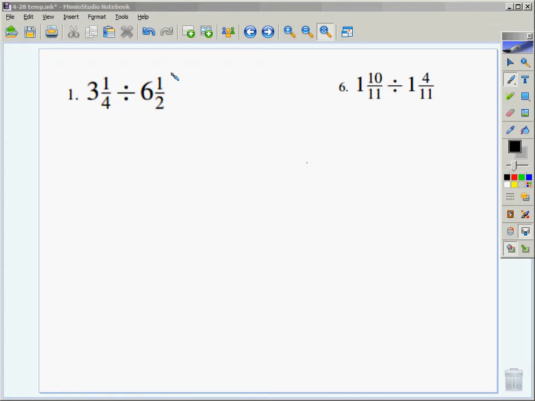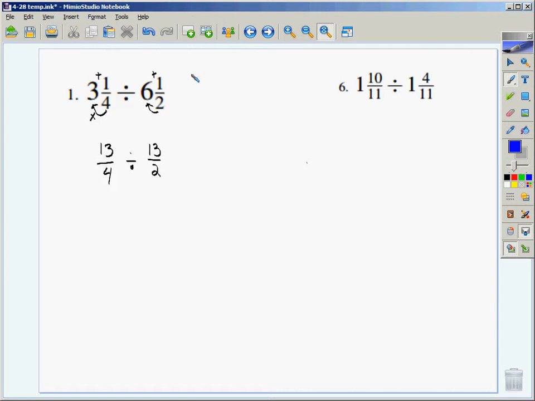When you're multiplying and dividing fractions, the first thing you have to do if you're dealing with a mixed number is change it to an improper fraction. We're going to take 4 times 3 and add it to 1. 4 times 3 is 12, plus 1 is 13. We're going to do the same thing here: 6 times 2, which is 12, plus 1, which is 13.